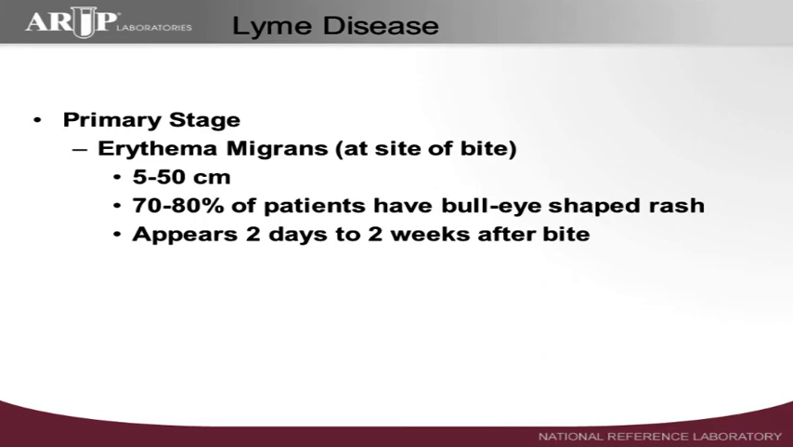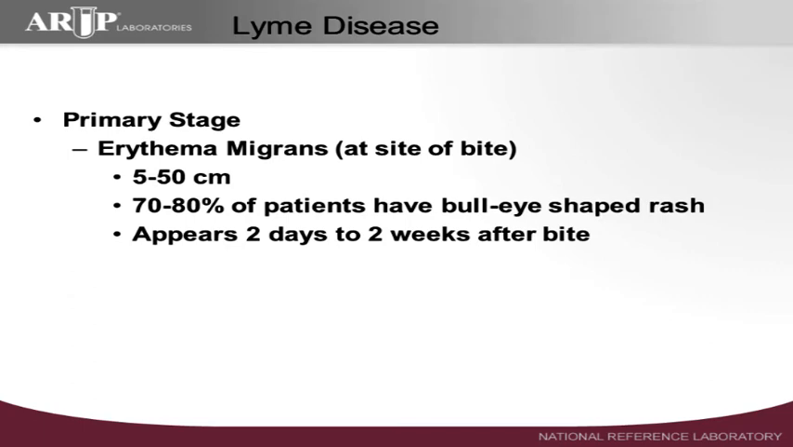So this is pretty characteristic, 5 to 50 centimeters, so it could vary in size. 70 to 80% of patients have this bullseye-shaped rash. Keep in mind that means 20 to 30% don't have it. You can actually have a tick bite. It could actually be swollen. But you may or may not have this bullseye-shaped rash, so keep that in mind. This comes into play a lot, especially if you don't know if you had a tick bite or not.